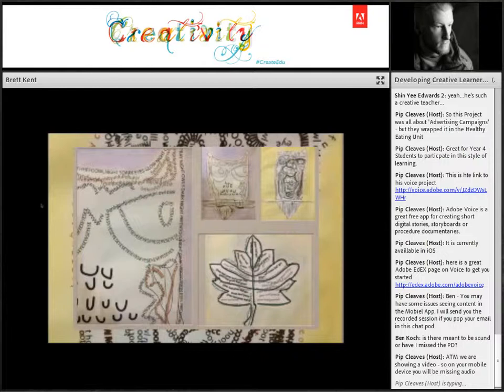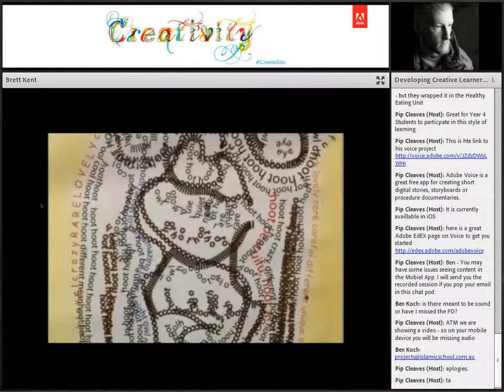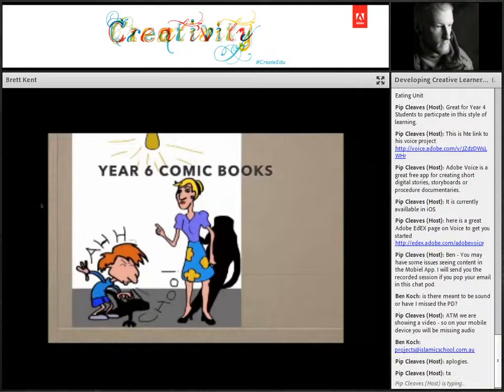This is a bit of a zoomed in close-up of one of those owl pictures, and we can see the words that the students have decided to use: rare, lovely, hoot, crazy, different, quiet. Like, these are words that build the concept of an owl, but also create the image of the owl with the words themselves.